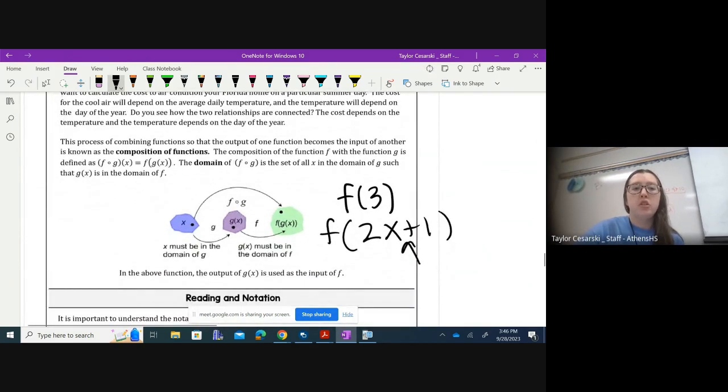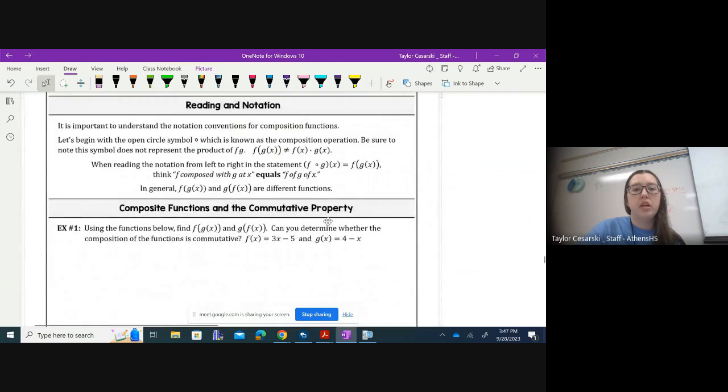Okay? So the domain is the set of all x in the domain of g, so that g of x is in the domain of f. Now, that is a lot of words going on. But essentially what that means is you have to take into account the input of the function, so what you are plugging in, and then also the output or the outcome of the function. Okay? All right, so let's look at an example.